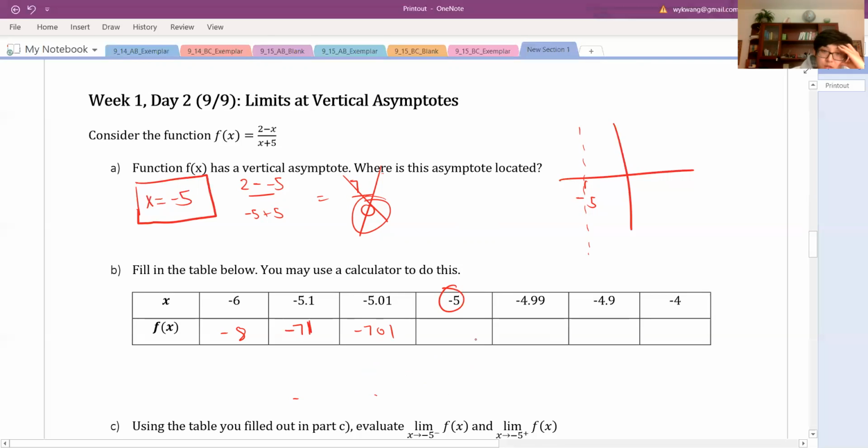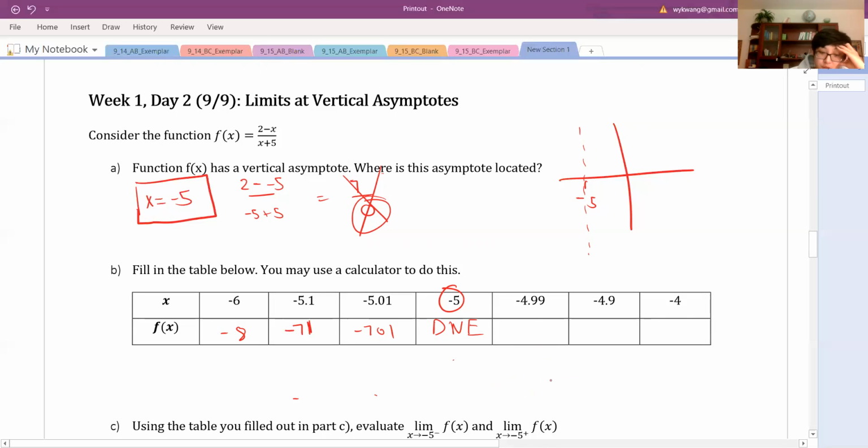Here we are asked to plug in -5. Remember, -5 is our asymptote. So we can plug in -5 again, 2 minus -5 over -5 plus 5. We're going to get a 0 in the denominator, right? That is very bad. So the answer is does not exist. We cannot have zeros in the denominator ever in math. That is not cool.